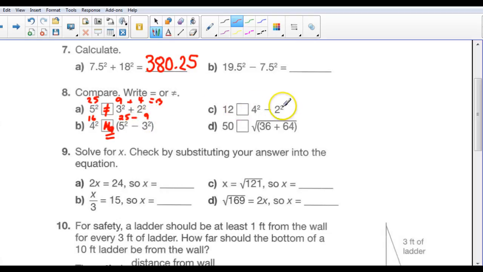12 is equal to 4 squared minus 2 squared. Well, 4 squared is 16. 4 times 4 minus 4. And 16 subtract 4 is 12. It is equal to. Okay.